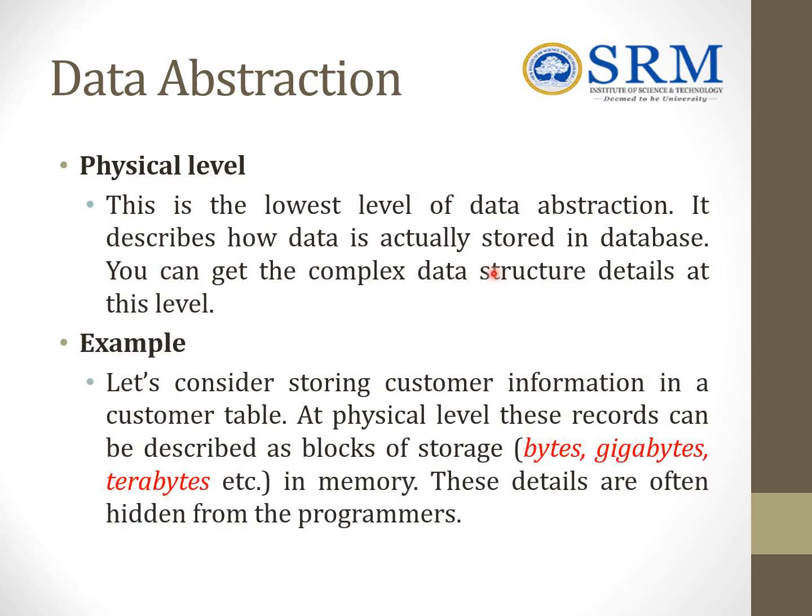Coming to the physical level, this is the lowest level of data abstraction. It describes how the data is actually stored in the database. You can get the complex data structure details at this level. For example, let us consider storing a customer's information in the customer table. At the physical level, these records can be described as a block of storage, maybe of gigabytes or terabytes, in memory. These details are often hidden from the programmer. Or simply, the physical level describes how data is stored in a database.